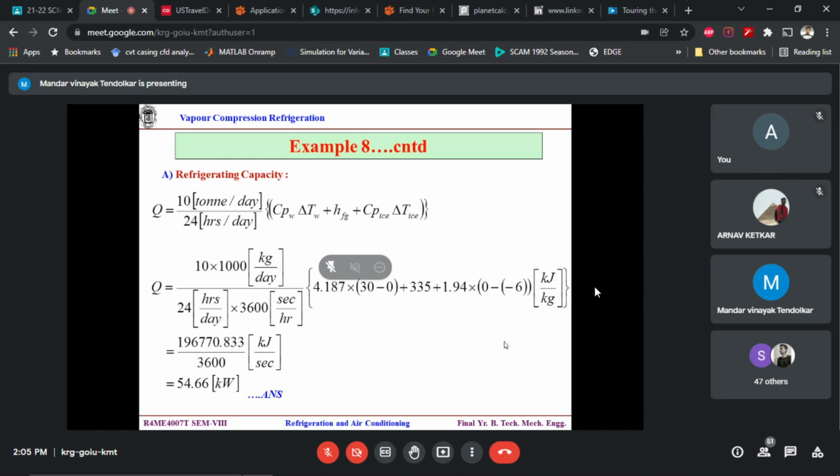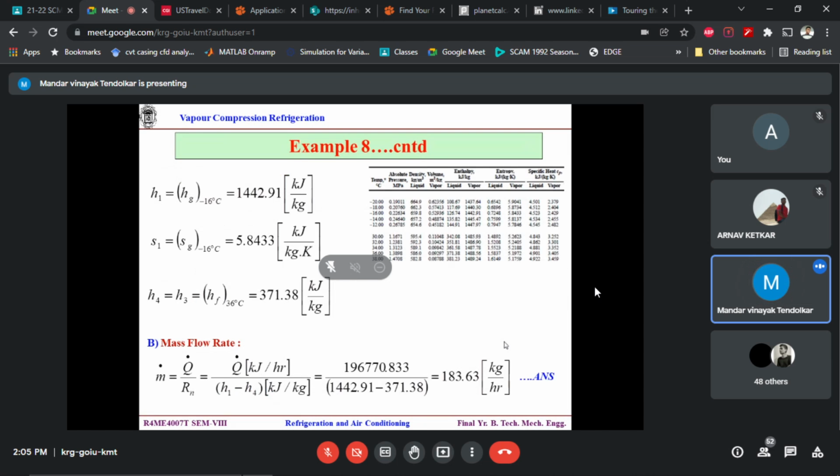Yes, sir. Okay, so 10 ton per day, 24 hours per day. Anyway, per day gets cancelled. So this is ton per hour converted to kg per second. That will give me the m dot. And then corresponding Cp delta T, that is the sensible part, or hfg, that is the latent part. Okay, so this is my refrigeration capacity or the load, whatever you call it. Now read the table.